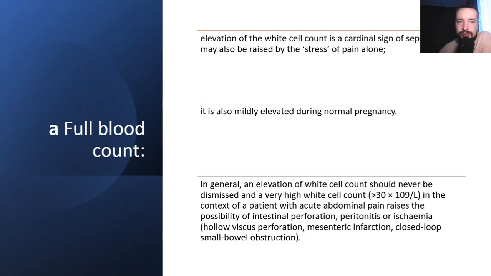Full blood count. Elevation of the white cell count is a cardinal sign of sepsis, but it may also be raised by the stress of pain alone. It is also mildly elevated during normal pregnancy. In general, an elevation of white cell count should never be dismissed, and a very high white cell count in the context of a patient with acute abdominal pain raises the possibility of intestinal perforation, peritonitis, or ischemia. Hollow viscus perforation, mesenteric infarction, closed loop small bowel obstruction.